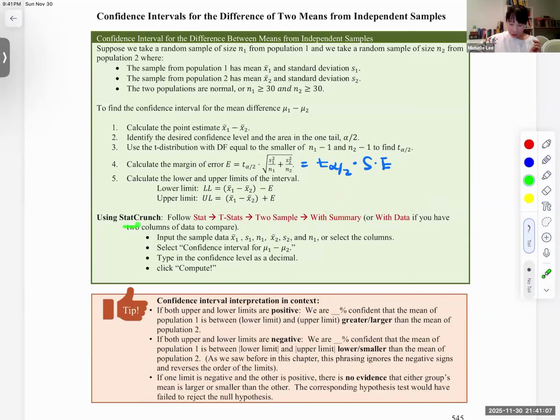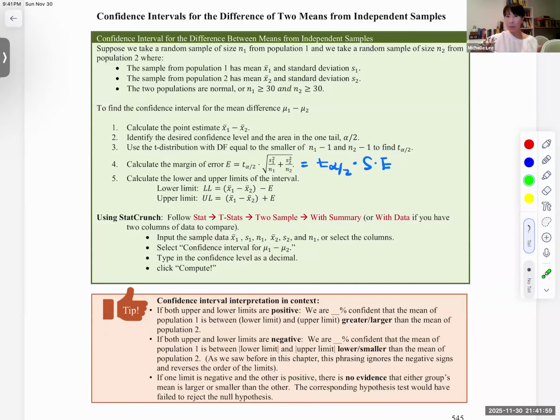Okay. Now, using StatCrunch, how do we do it? Stat, T Stats, Two Sample, with summary if we have the summary data. And then we have a tip. It's exactly the same as the last section. If we have a positive, then the first one is greater than the second one, right? And if we have negative, then the first one is lower than the second one. We are just using it to compare the numbers, right? And if one is negative and one is positive, then there's no evidence that either group's mean is larger or smaller than the other, right? Okay, this is the same as the earlier section.